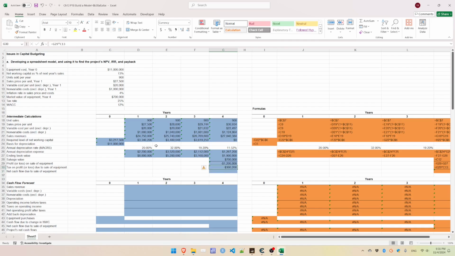However, the next step is to calculate the net cash flow due to sale of equipment. You should not use this minus the negative tax, which is plus the tax saving. You shouldn't do that. Why is that? Because 1.2 million, this number, is a hypothetical number. This $1.9 million of book value is just the hypothetical cost base. It is not a cash flow.